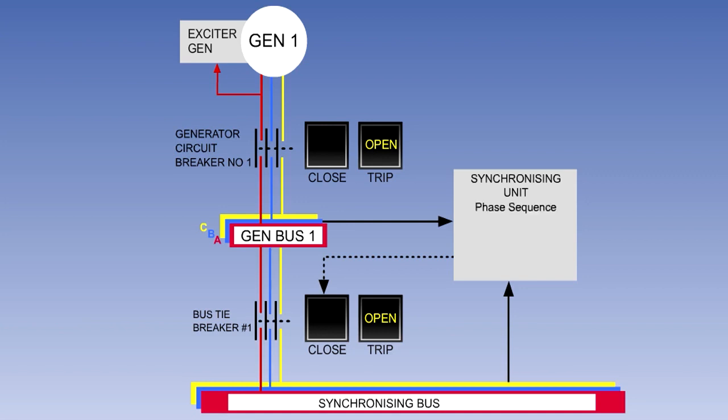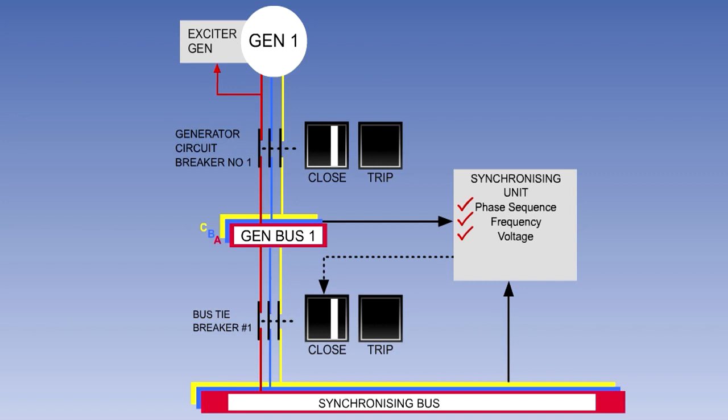The synchronizing unit monitors the phase sequence, frequency, and voltage of the synchronizing busbar and the generator to be paralleled. It will only allow the BTB to close when the correct paralleling conditions are met.